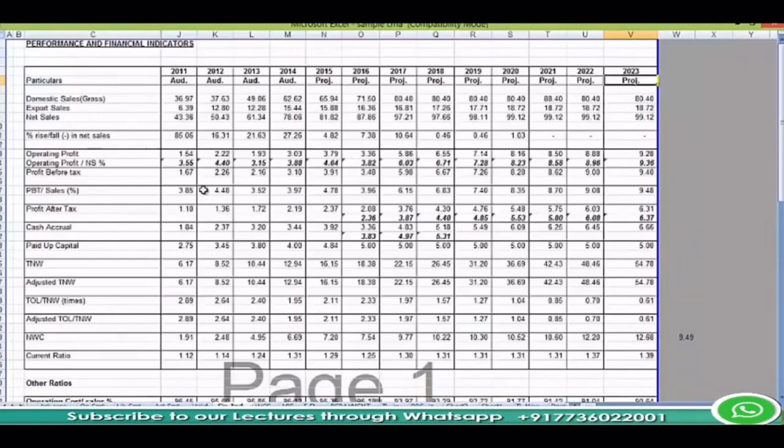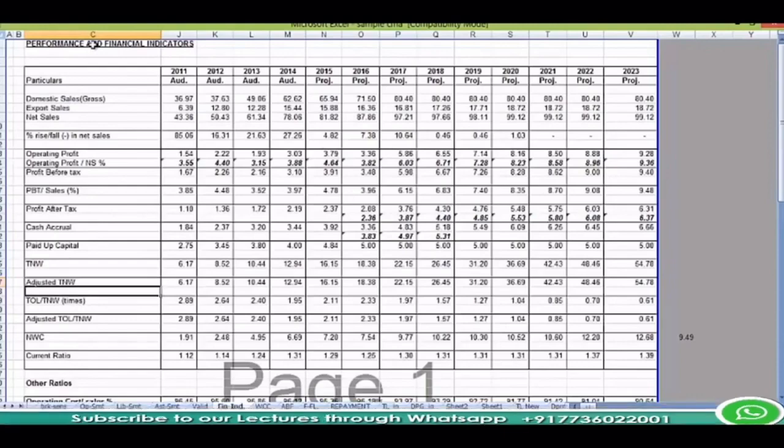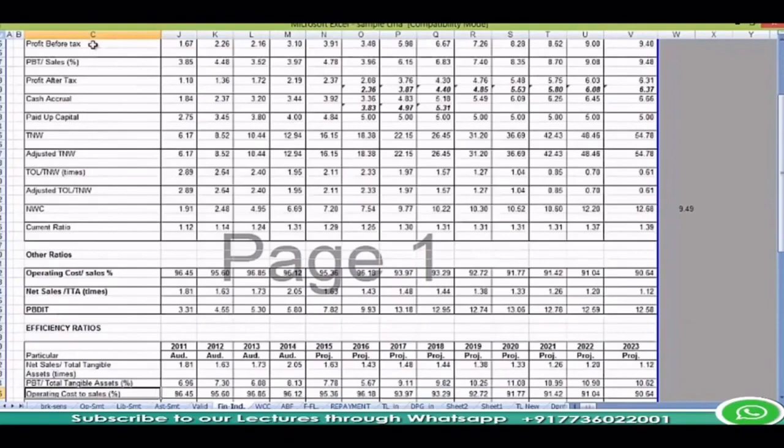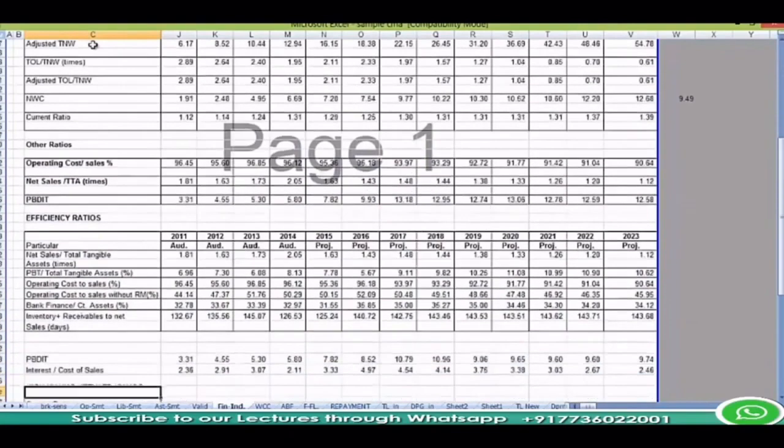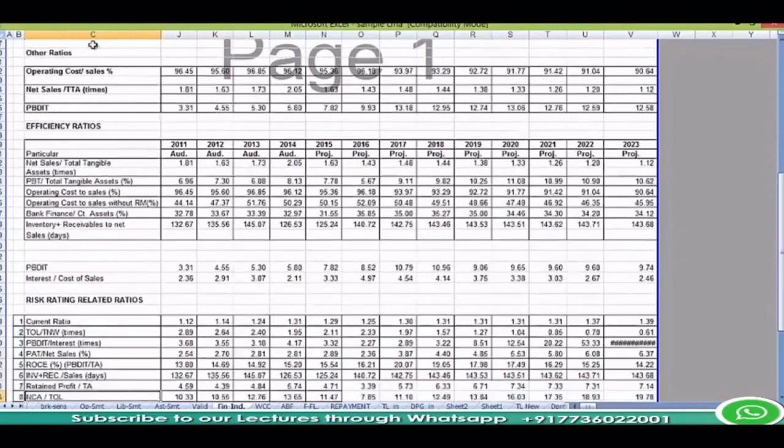Financial ratios, or financial indicators, is the output sheet. If all the data are entered in the operating statement and balance sheet, this statement will be prepared automatically. This sheet will come automatically, and it talks about various financial indicators. It starts with operating profit, then profit before tax, profitability, cash accrual, paid up capital, TNW, adjusted TNW, like that. It goes on with many ratios, and the ratios lead to other ratios, efficiency ratios, then risk rating related ratios, and it keeps going on.